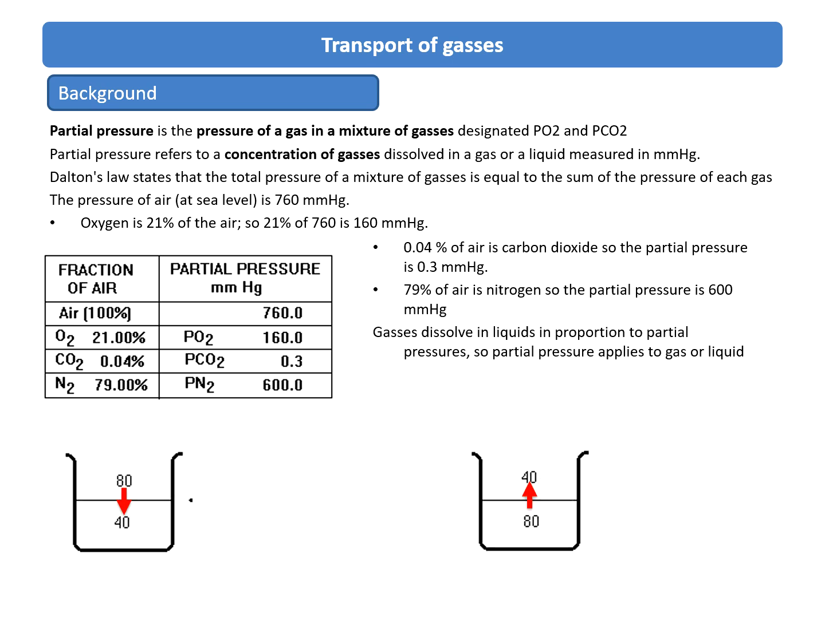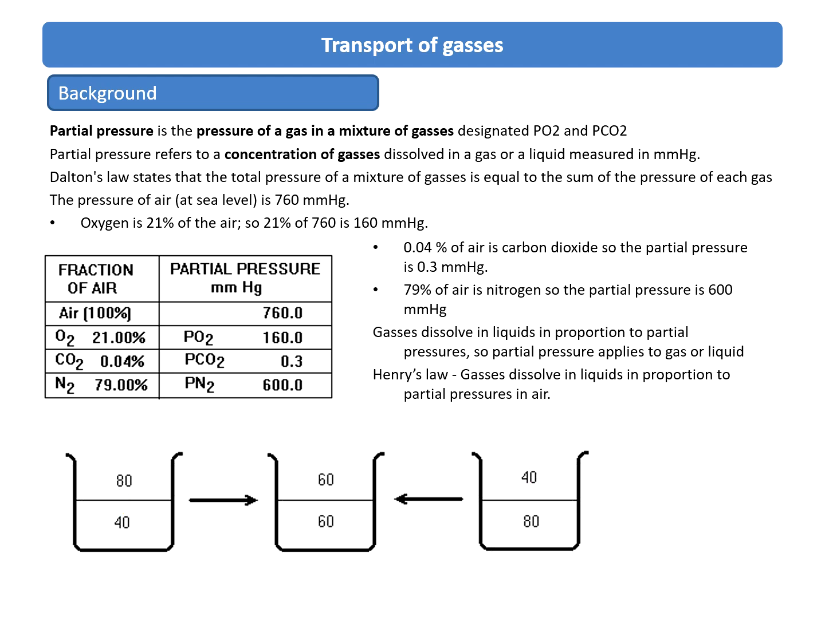Gases will also dissolve in liquids in proportion to the partial pressures. So the partial pressure concept applies to gas or liquid. In the bottom container on the left, it starts with partial pressure of 80 in the air above the liquid, 40 in the liquid. Conversely, the container on the right, the beaker, has a partial pressure of 80 of whatever it is in the liquid and 40 in the air. The gases diffuse until there's an equal concentration in both.